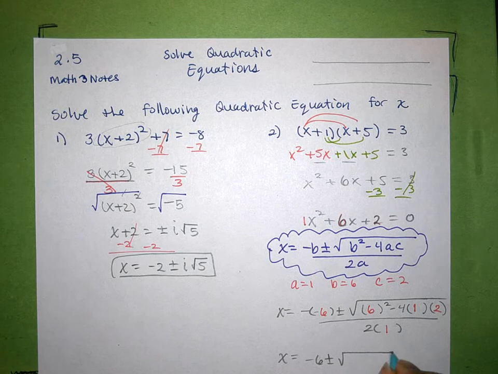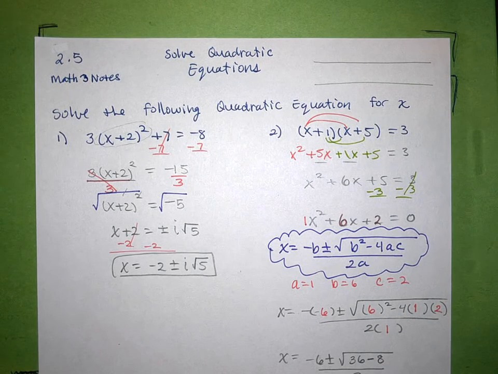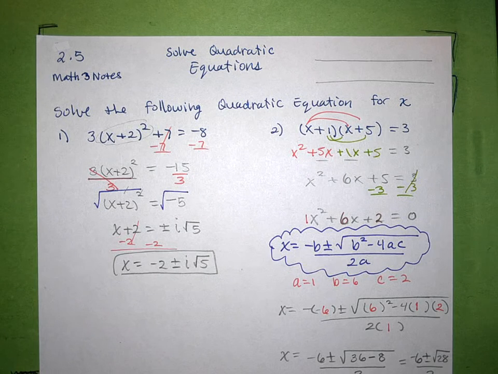Plus or minus the square root of 6 squared is 36. 4 times 1 times 2 is 8. And since there's only a minus and no other negatives, it's going to be minus 8, over 2. Remember, you cannot reduce those. This gives me negative 6 plus or minus the square root of 36 take away 8 is 28, over 2. Now, I still cannot reduce because this is a negative 6, this is a 1, and that is a 2, and there's no number that divides into all of them evenly.